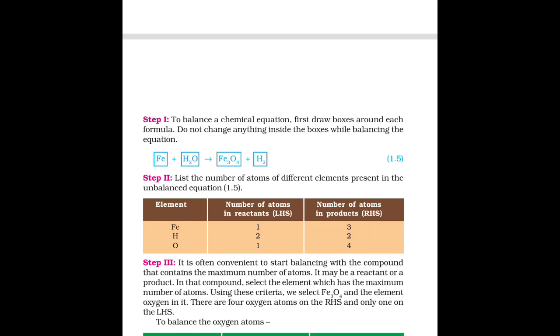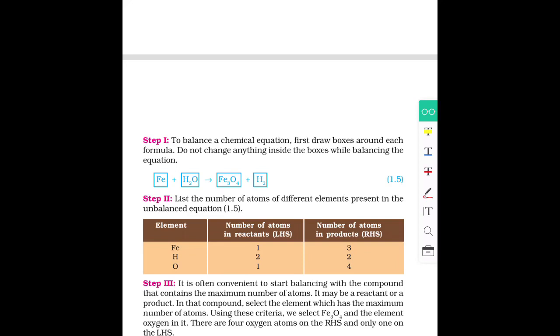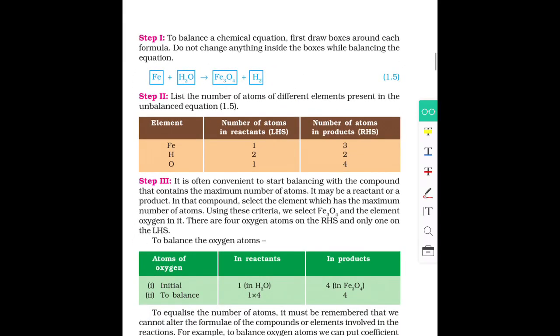Step 2. List the number of atoms of different elements present in the unbalanced equation. Here we have Fe 1 in the reactant and 3 in the product, H 2 in reactant and product 2, oxygen 1 in reactant and product 4. It is often convenient to start balancing with the compound that contains the maximum number of atoms. So here the maximum number of atoms is 4.